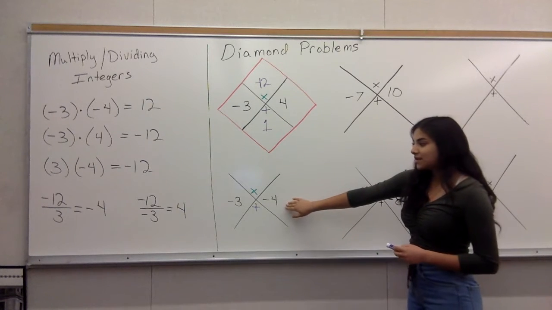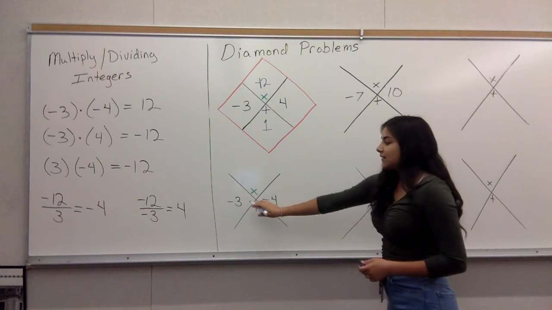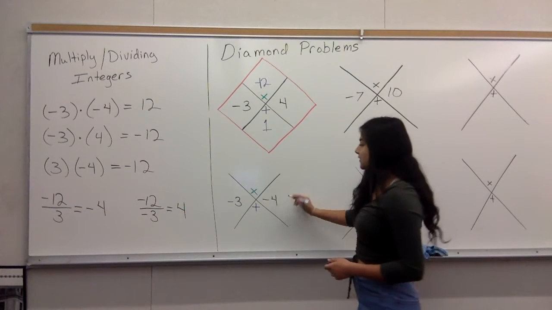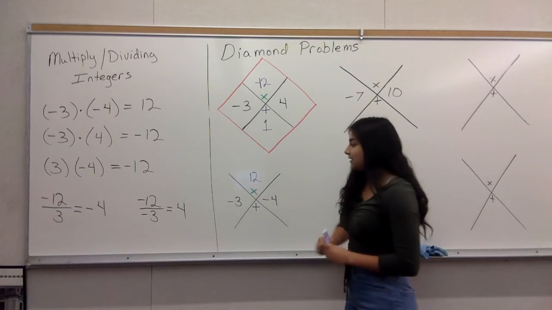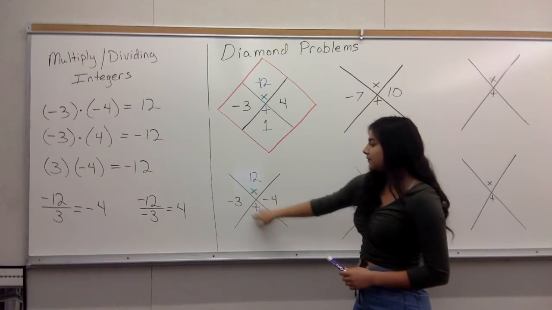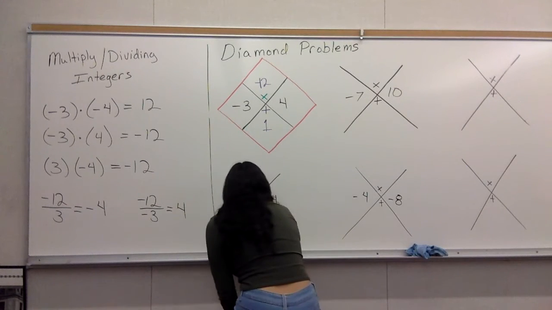Now moving on to this one, we have a -3 and a -4. Negative times a negative equals a positive, so it's going to be +12. And you're going to add them on the bottom. -3 plus -4 equals -7.